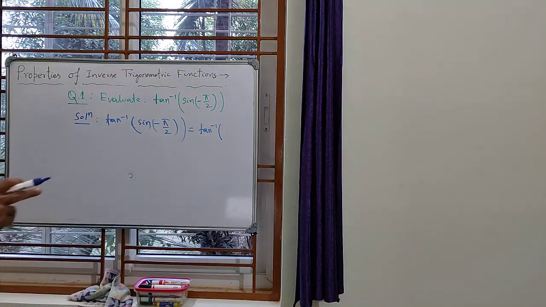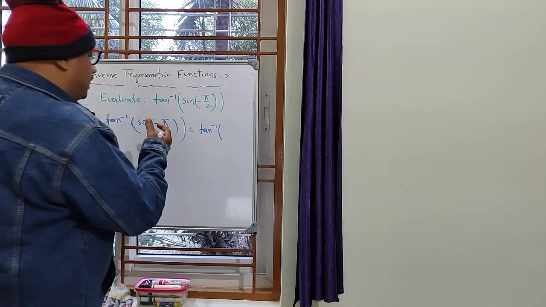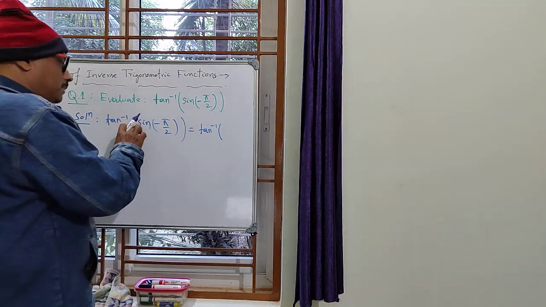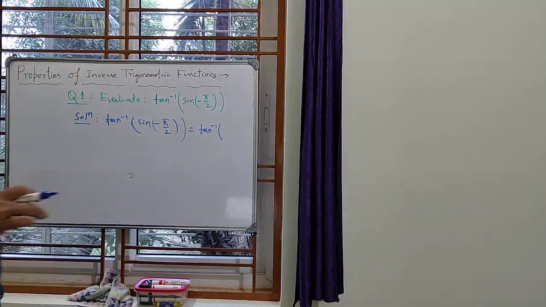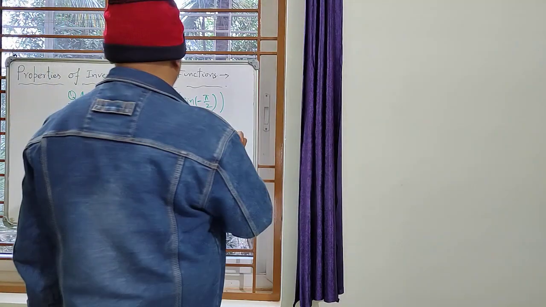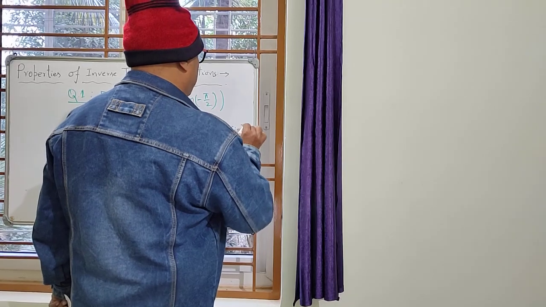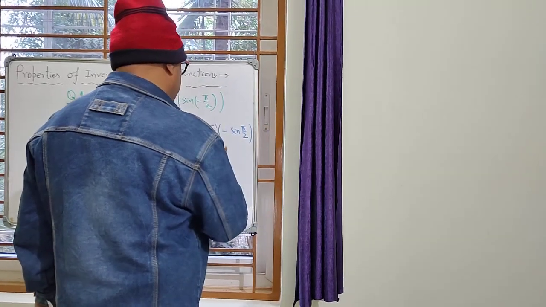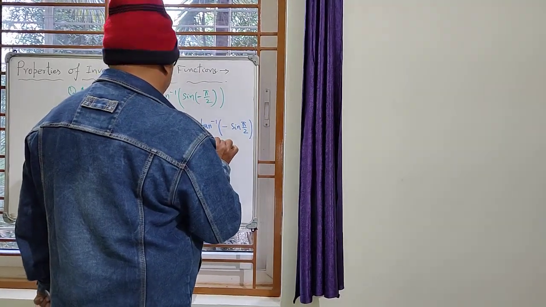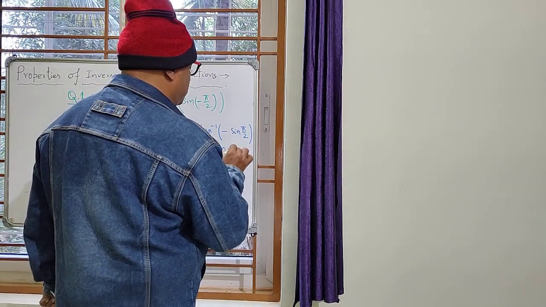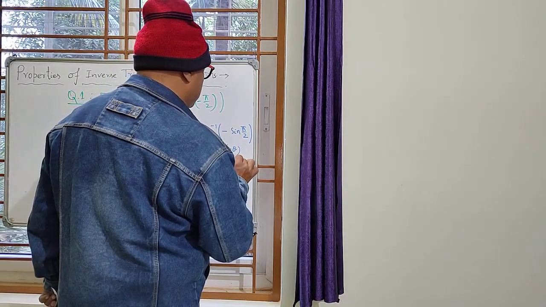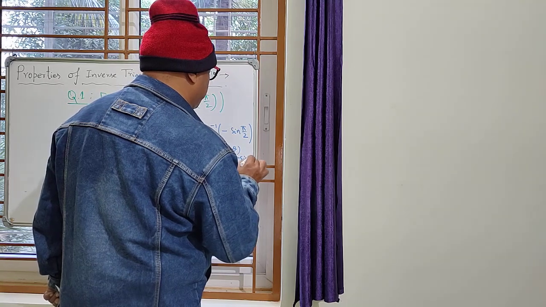First of all, we will work out the inner bracket. The inner bracket is sine of minus pi by 2. We have already known that sine minus theta equals to minus sine theta. That is equals to minus sine pi by 2, since sine of minus theta equals to minus sine theta.